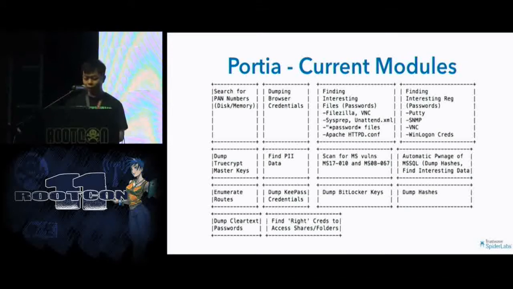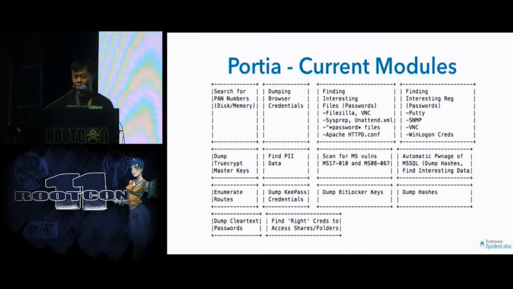These are some of the current host modules in Mimikatz. In Portia, it searches for PAN numbers, card numbers, in the memory, because normally card numbers are all the juicy data, so that's what I'm interested in. You also dump browser credentials like Chrome and Firefox. You also find interesting data on the system like FileZilla passwords, and any file that contains password, namely Excel spreadsheet files.